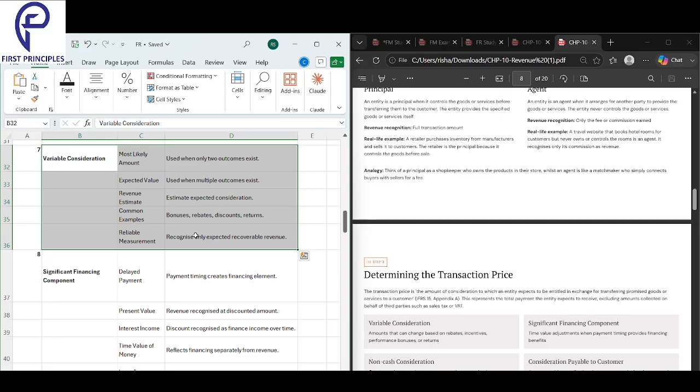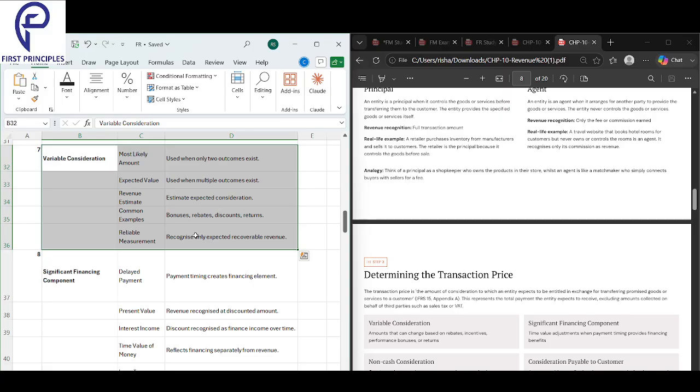Second, expected value. When there are many options, you take the probability weighted average. That is expected value. Revenue estimate: you guess the final amount you expect to collect. It's just an estimation. Common examples: bonus, rebate, discount, returns, refunds. These are some common examples of variable consideration.